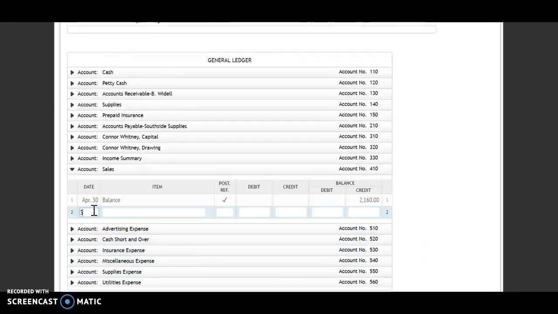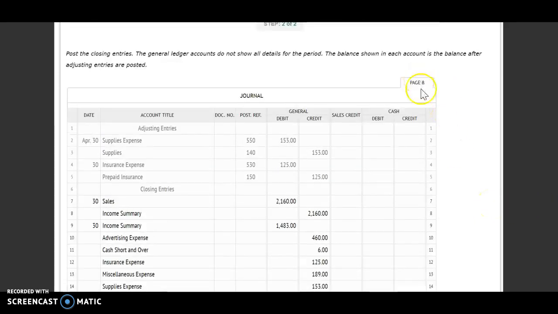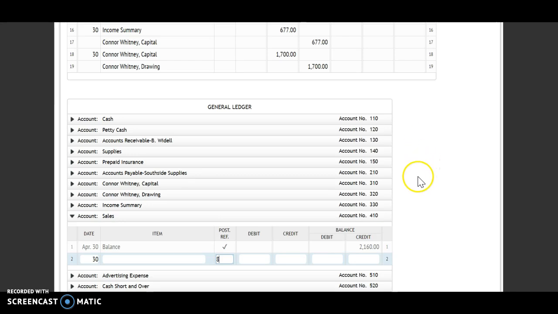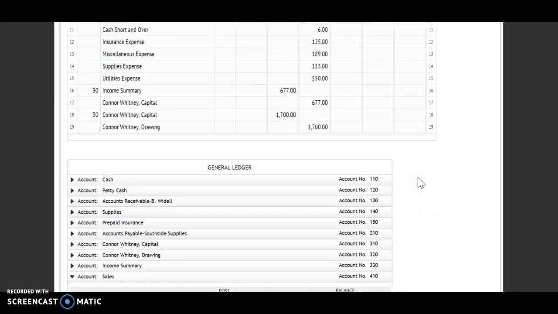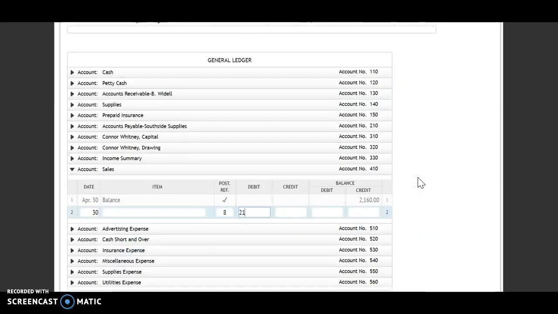The date is the 30th. My post reference is journal page 8, so I'm just going to simply put an 8. And I'm debiting that account for $2,160. I need to then find my new balance.